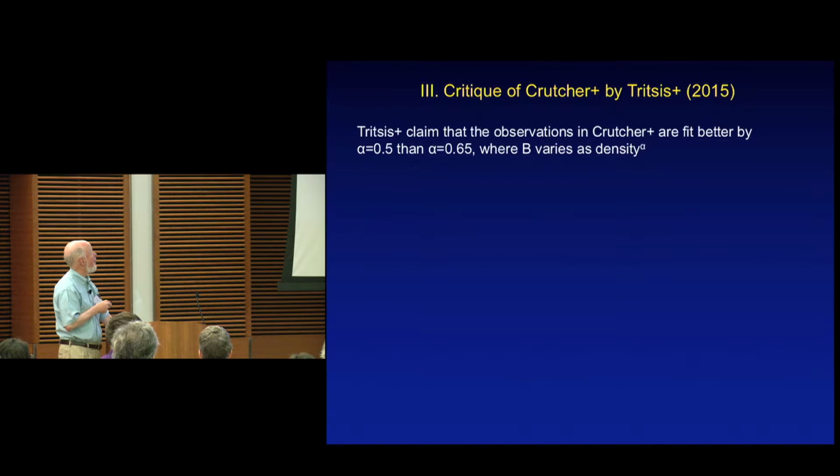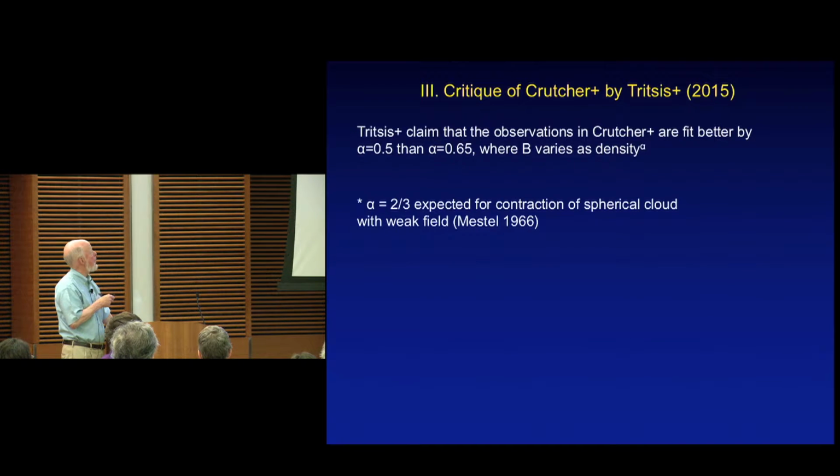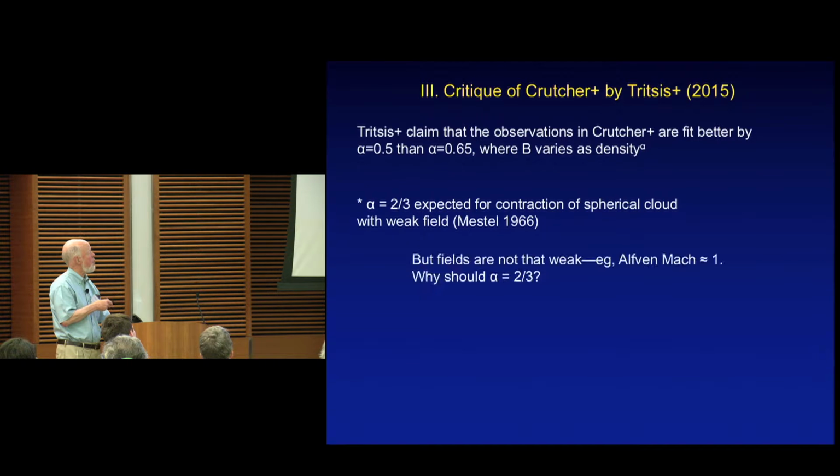They then pointed out, of course, that this had been well established way back by Mestel in 1966: that this value of 0.65 is very close to 2/3, what you expect if you have the contraction of a spherical cloud with a weak magnetic field. But we should notice, as I mentioned, the observed alpha Mach number is about unity, so it's actually not a very weak magnetic field.